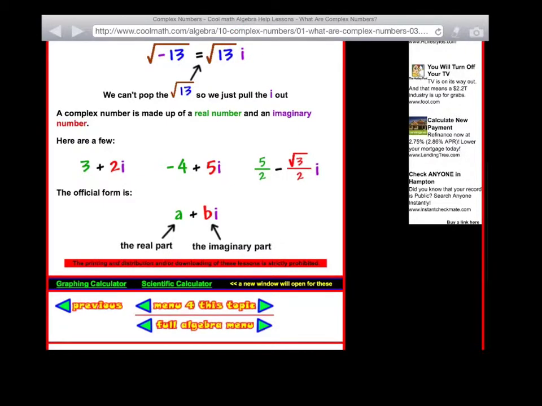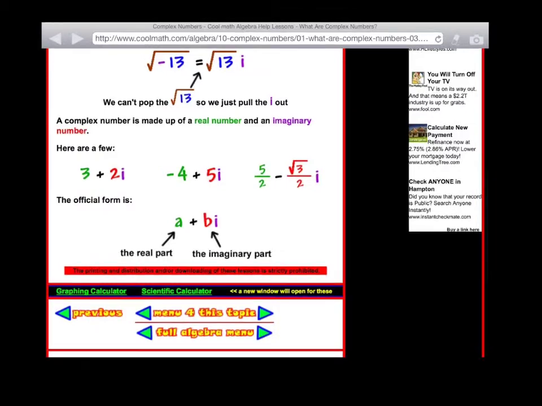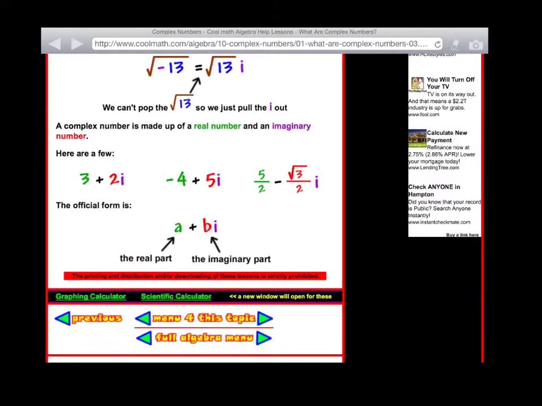Okay, so a complex number is made up of a real number and an imaginary number together. And you can see that right here, real number, imaginary number together. Here's the standard form, a plus bi. So you could have 3 plus 2i, you could have negative 4 plus 5i, you could have 5 halves minus root 3 over 2 i. Any of those are perfectly fine.